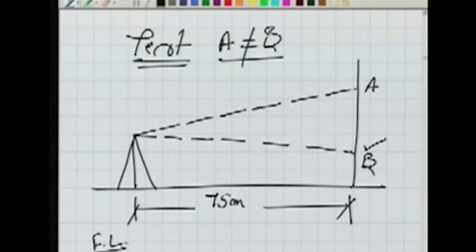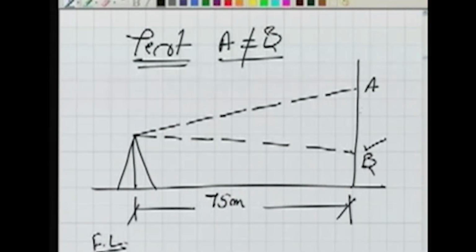But if these two are not the same, there is error in the instrument because of shift of the horizontal hair. How to correct it? To correct it, on the rod, or the ranging rod, we mark the center point. Let us say the center point is C. Now we have marked the center point on this. Then what we do?